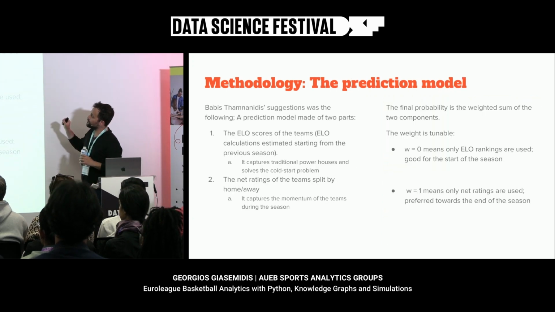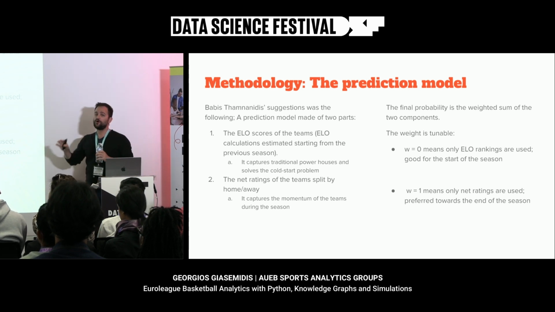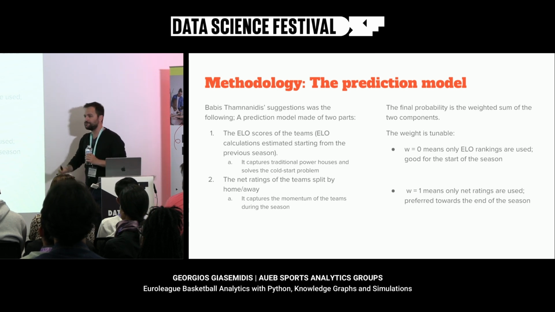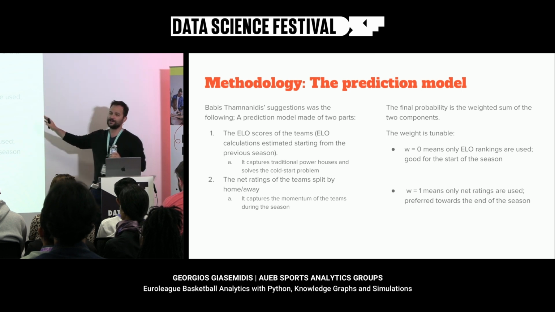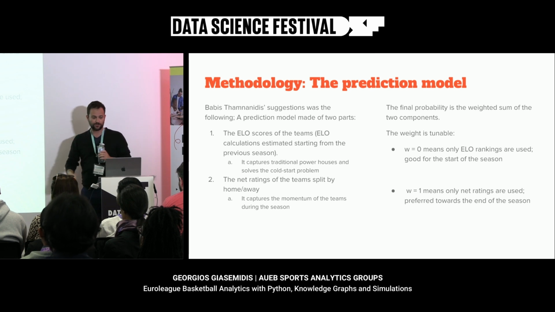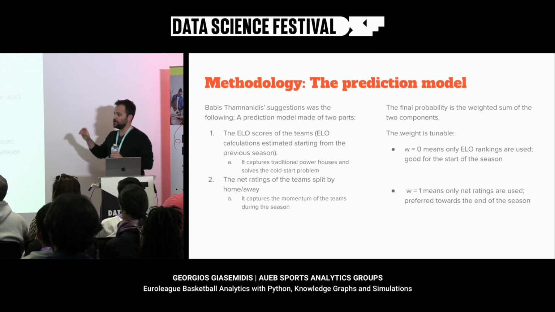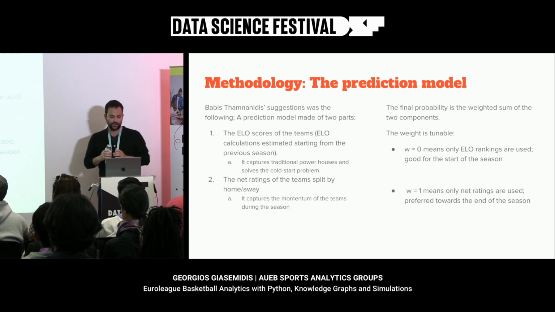So this is a little bit about the particular prediction model we used. But again, the framework only needs a prediction model. If you bring me a prediction model that returns a probability for the home team to win, we can run that. But here I'm explaining the particular prediction model that we used in our simulation. It has 2 parts, one based on ELO scores and the other on net ratings.